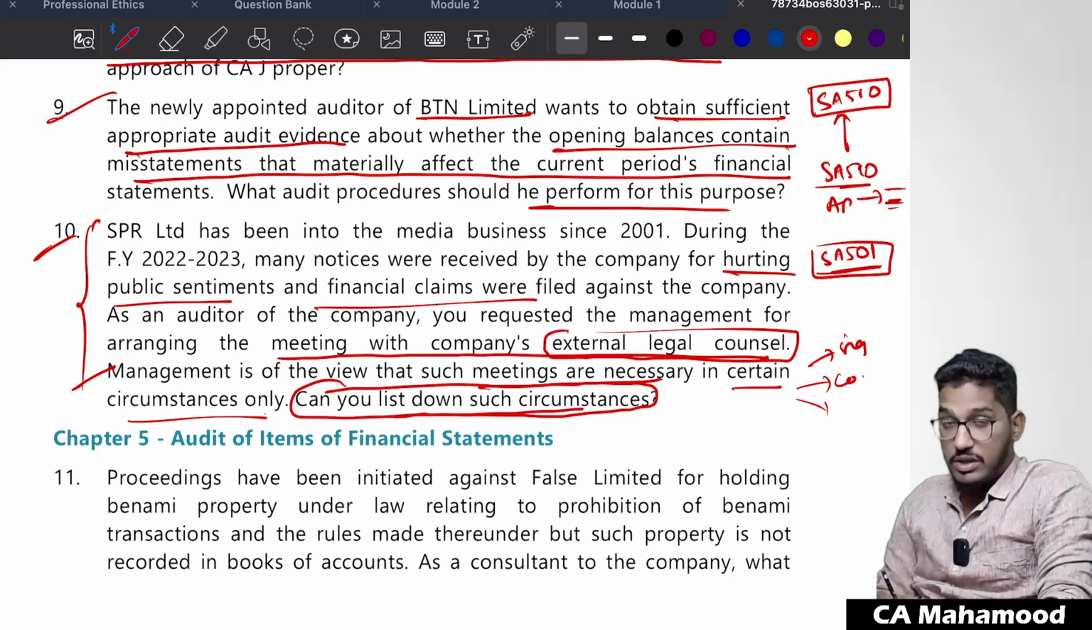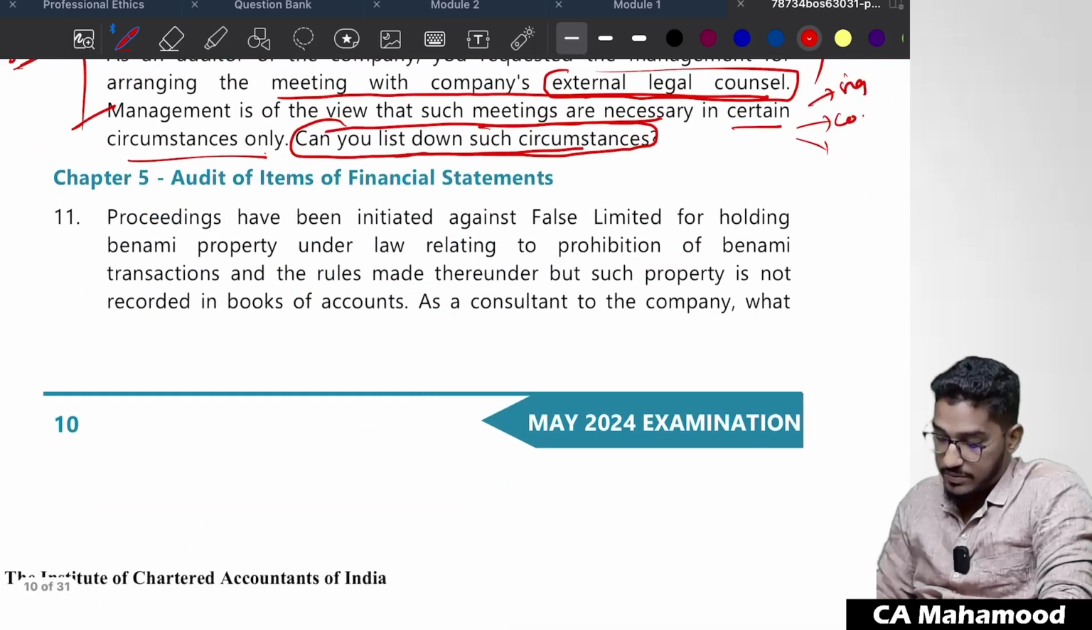So this was a very important question in the old attempts. In the old syllabus also they have asked this question numerous times. So very important. Refer to SA 501. Next one.